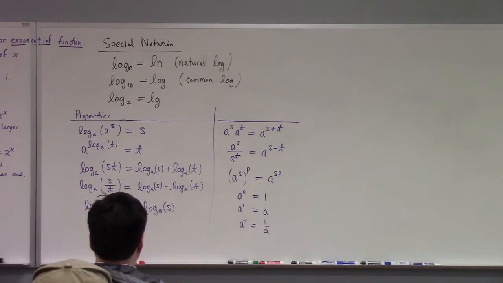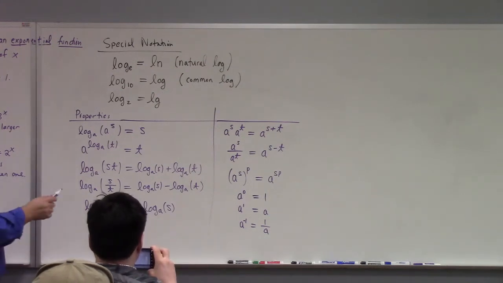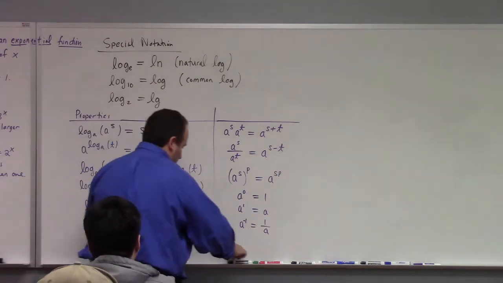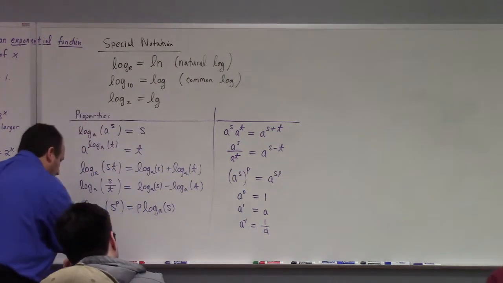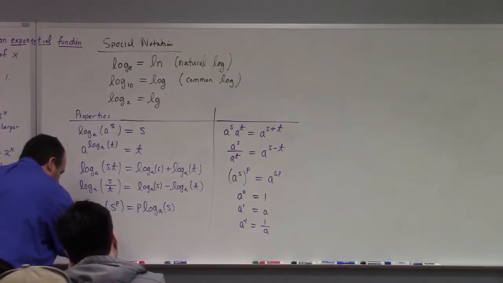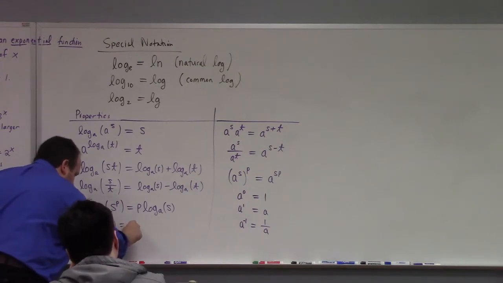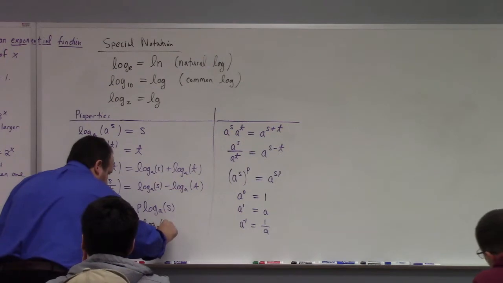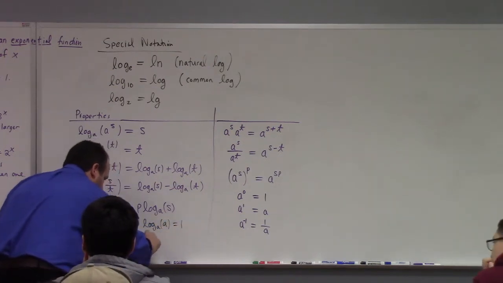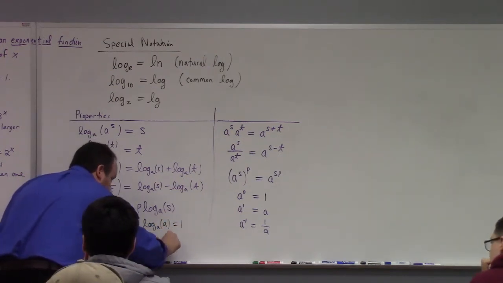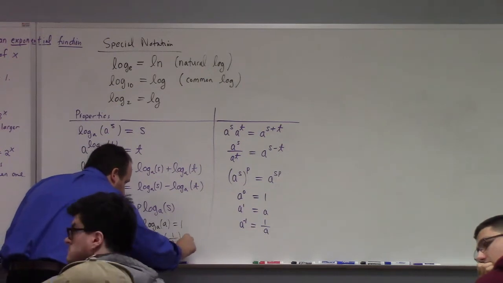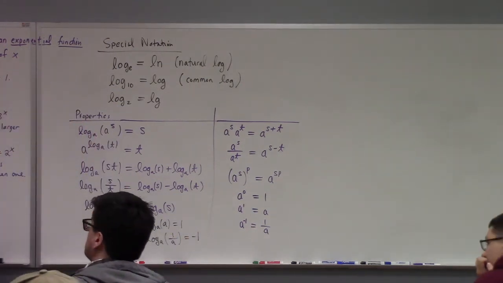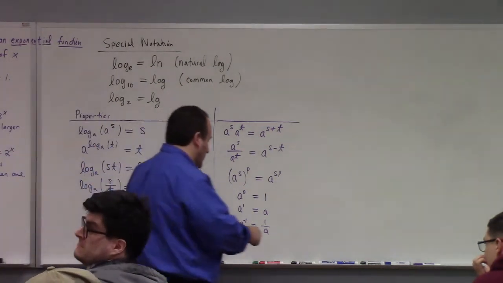Now the corresponding log properties, like the last 3, are the following. Log base a of 1 is 0. Log base a of a is 1. Log base a of 1 over a is equal to minus 1. So these things are all true.